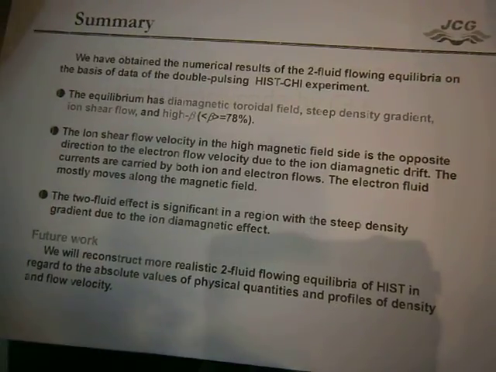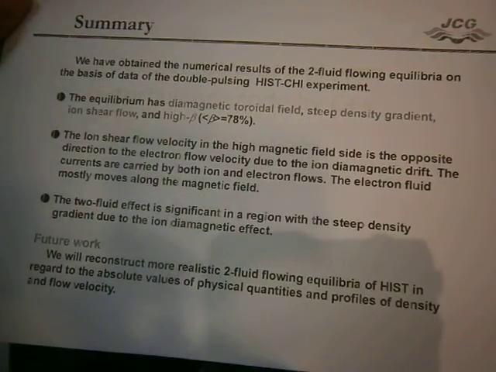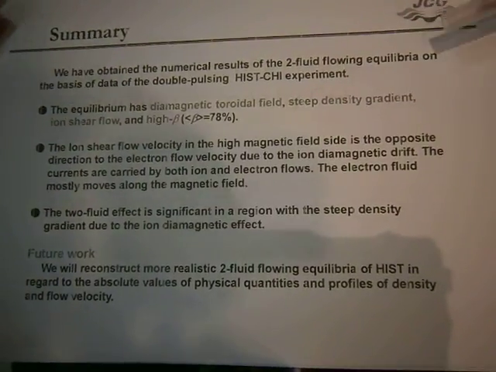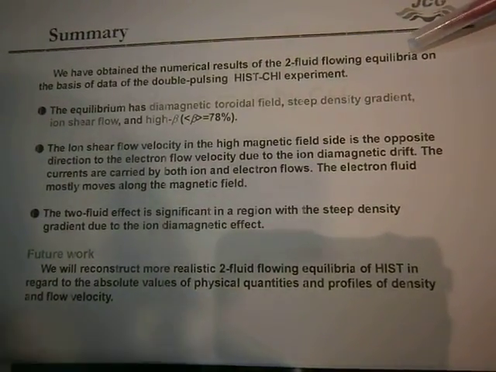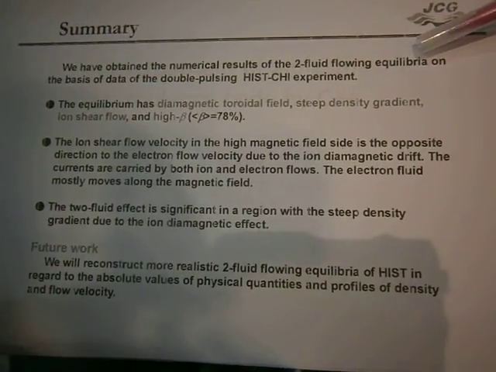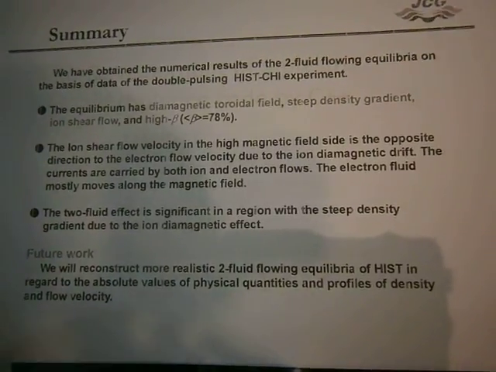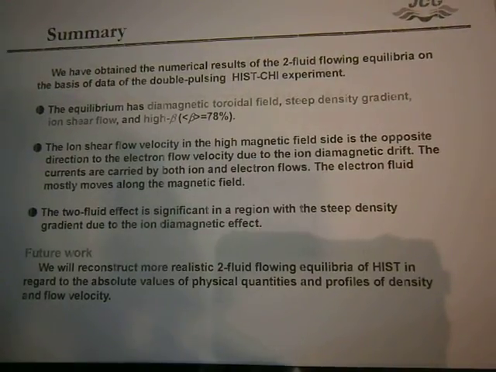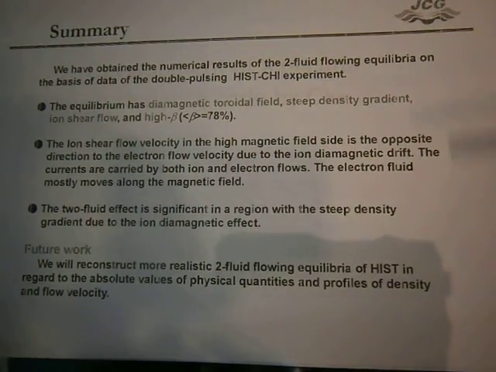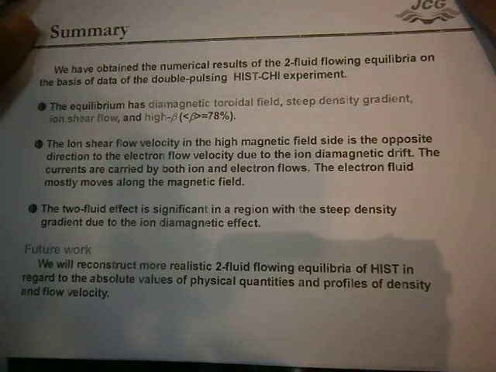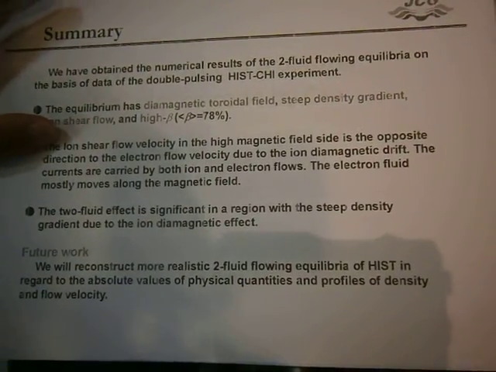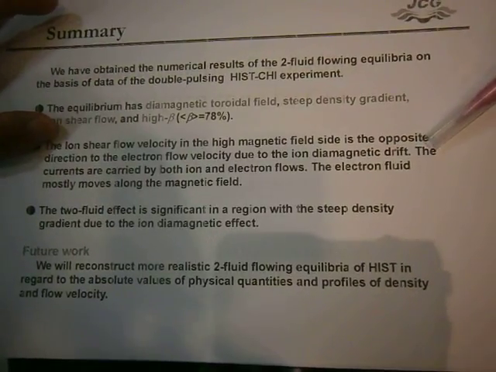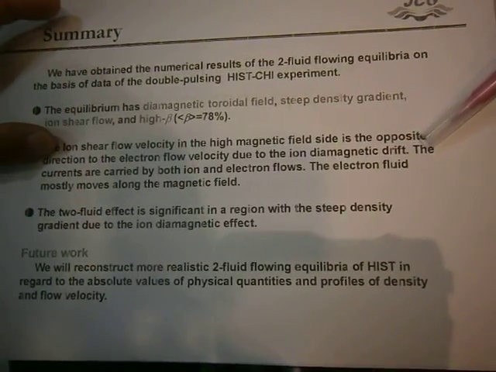Summary. We have objective numerical results of the following equivalents on the basis of data of stable function HASA experiment. The equivalents have dynamics toward the field strip density gradient, ion shift from the velocity in the high magnetic field side of the opposite direction to the electron velocity due to ion diagram drift, and the current is carried by both the ion and the electron field.